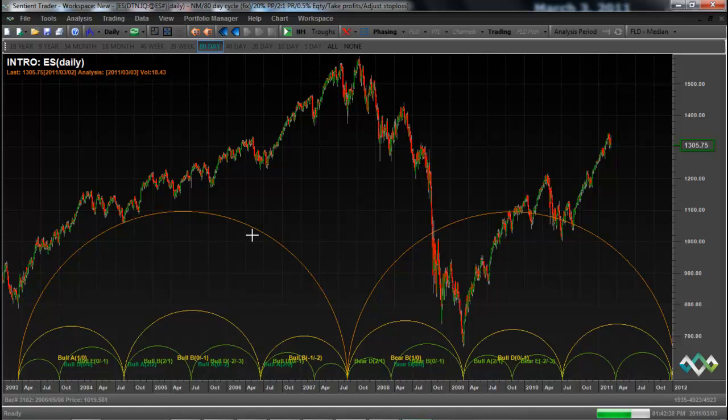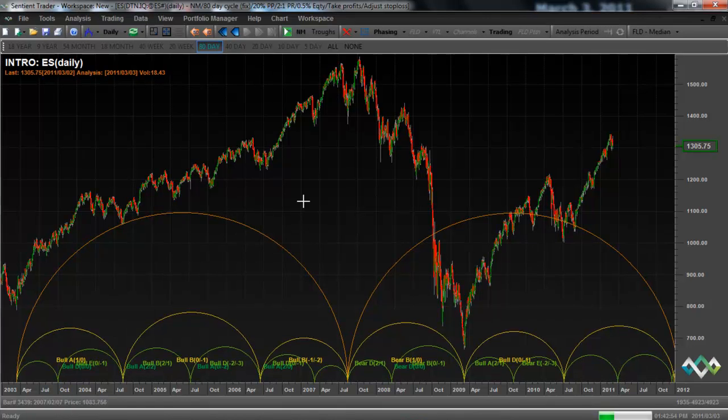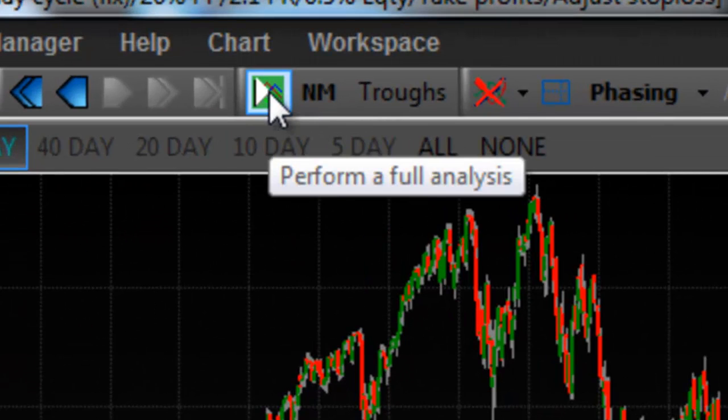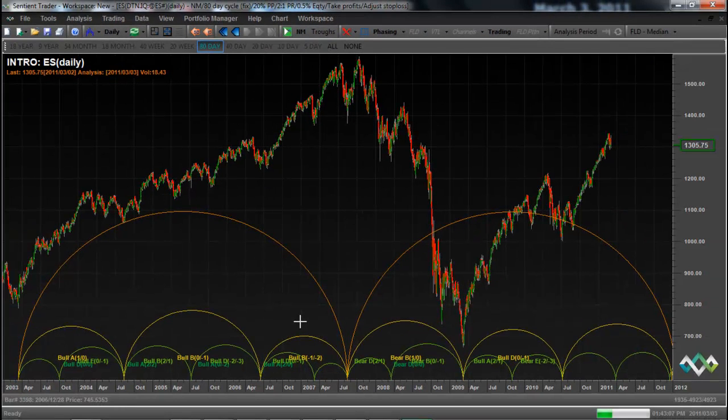Now, the analysis process is fairly complicated, so I won't dwell on it, but you should know that the performing of an analysis in Sentient Trader is as simple as clicking on this button. Now, the primary purpose of Sentient Trader is not simply to perform an analysis on the basis of cyclic principles, but to provide profitable trading signals. In other words, to tell you when you should buy and when you should sell. And the software does this by identifying 4 trading opportunities within each cycle.